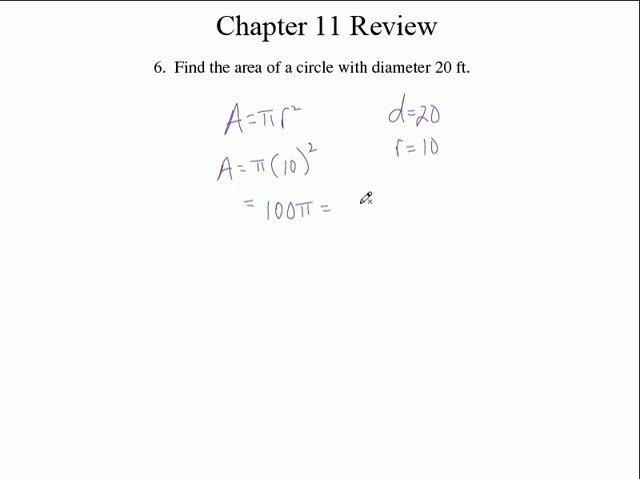So 3.14 times 100 is 314. Now if you want to take it out another decimal place, it's 3.1415, and that 5 rounds the 1 up to a 2. Or if you want to use it in a calculator, you can as well. It's in feet, so area is feet squared. That's all there is to that. Just remember to change it to radius.